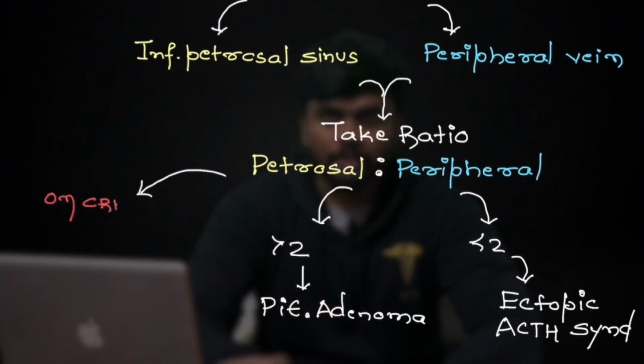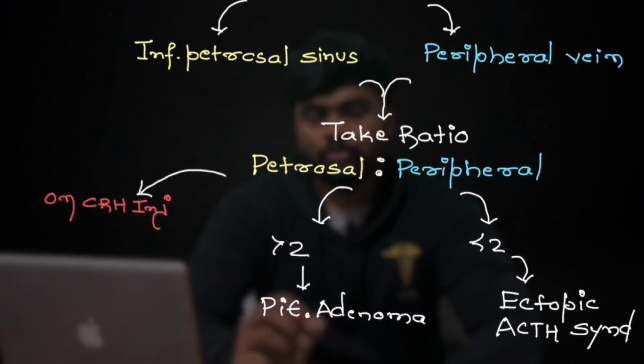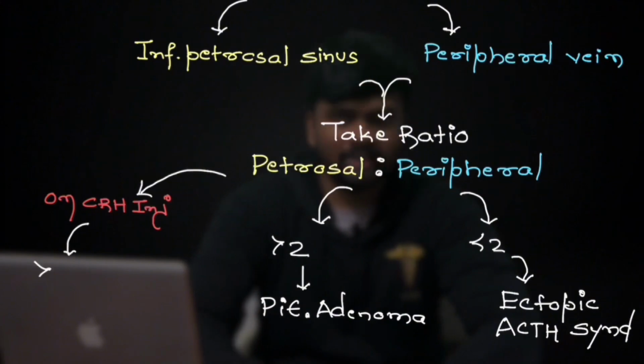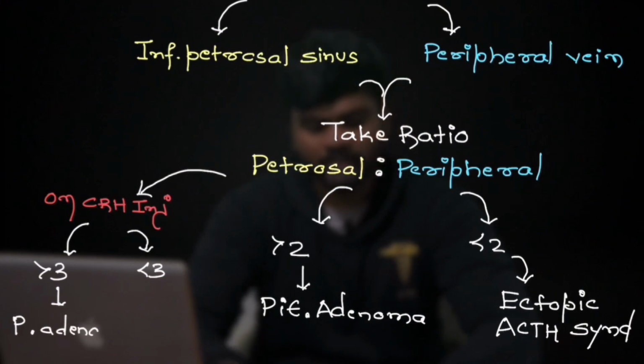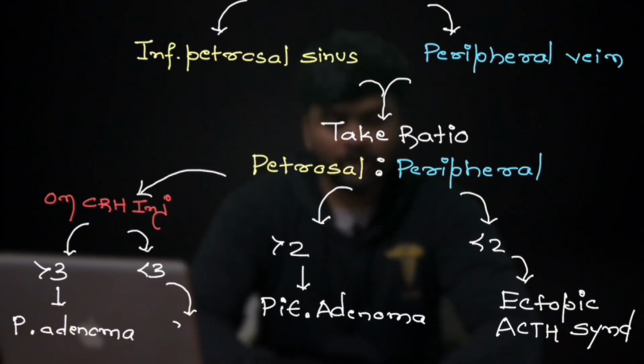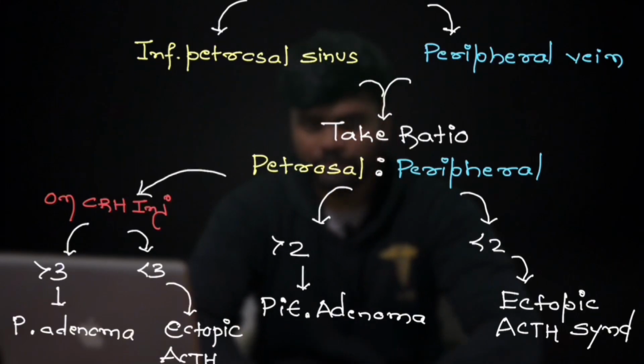Similarly, we can give a CRH injection, corticotropin releasing hormone injection, and we can take the same ratio. The ratio is either greater than 3 or less than 3. If the ratio is greater than 3, we say it is pituitary adenoma. If the ratio is less than 3, we will say it is ectopic ACTH tumor.